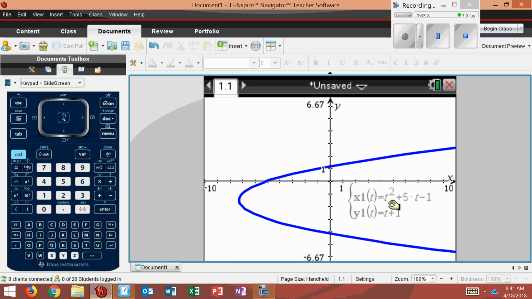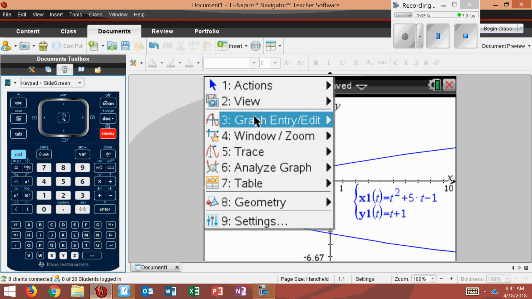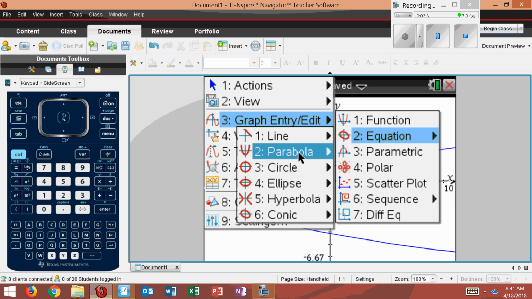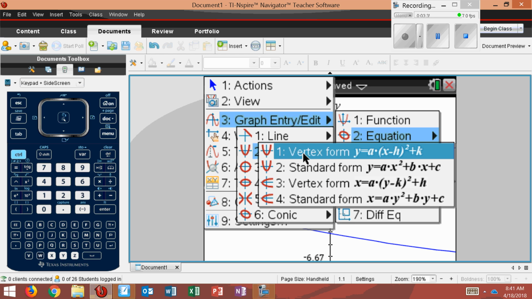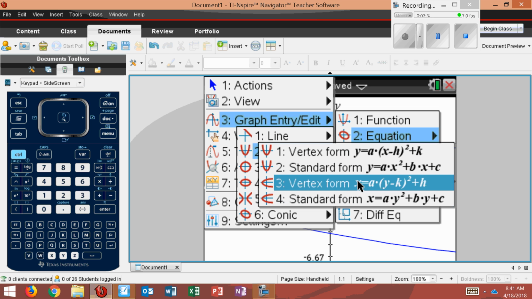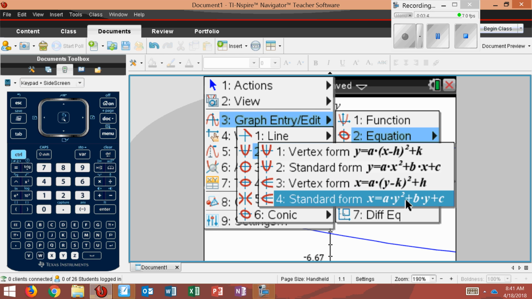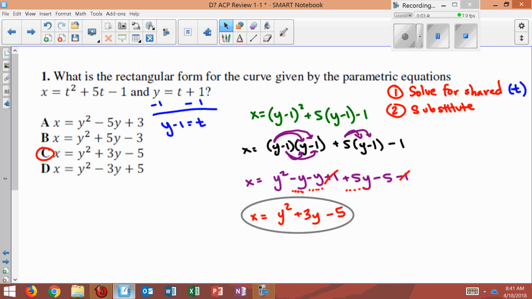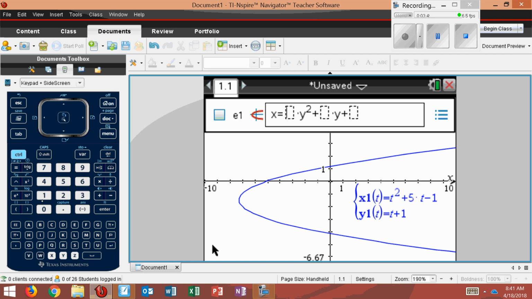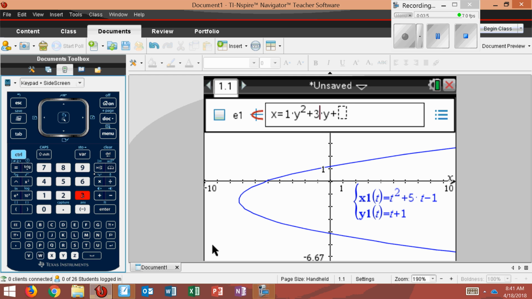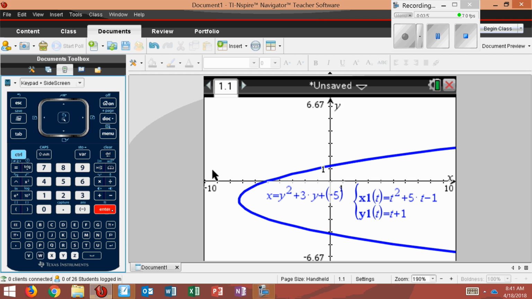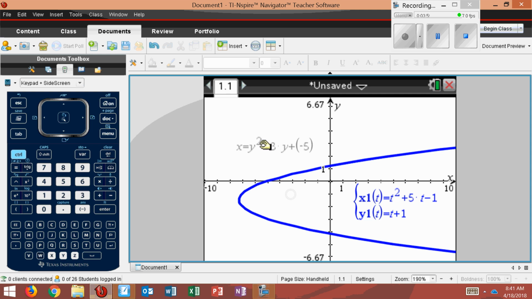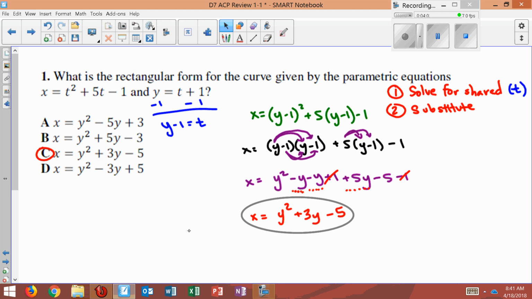So I see it's a sideways parabola. Now I know it's a sideways parabola. What I can do is I can check my answers, but I'm going to go to menu, graph entry, and this time I'm going to choose equation, go to parabola, and we want x equals. That was the form of all of our answers, and they weren't in vertex form, where the parenthesis with y squared. It was in standard form. And so we think the answer is C, which is 1y squared plus 3y minus 5. And so you just type it in like that. When I hit enter, I get the exact same graph. Since they're on top of each other, we did in fact find the right answer.